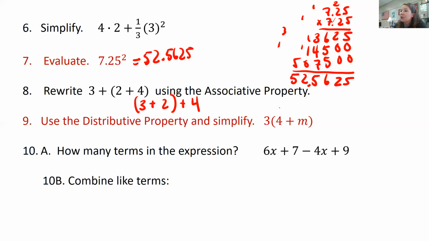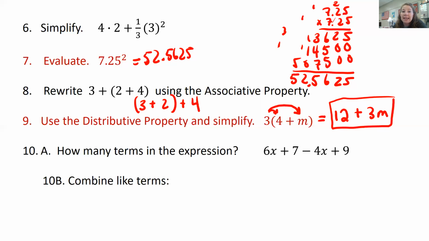All right, number 9, we're using the distributive property. So I'm going to multiply everything in the parentheses times 3. So 3 times 4 is 12, and 3 times m is positive 3m. And that is my answer.